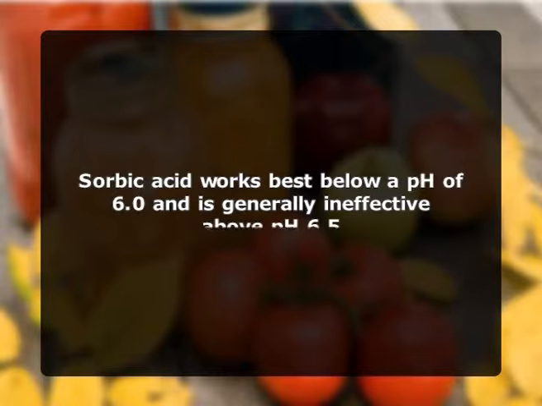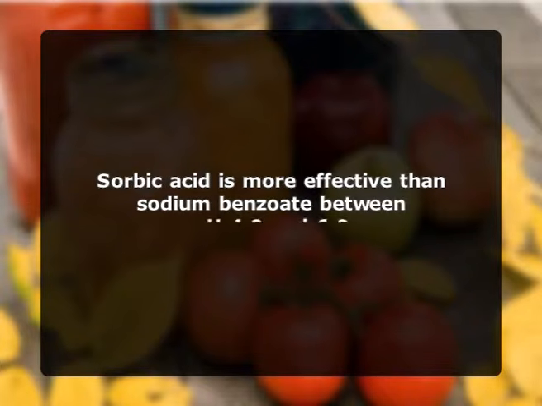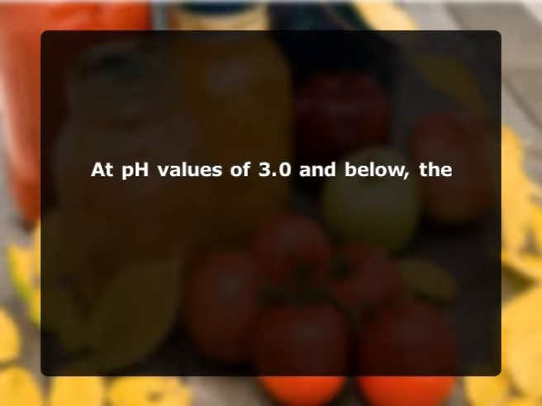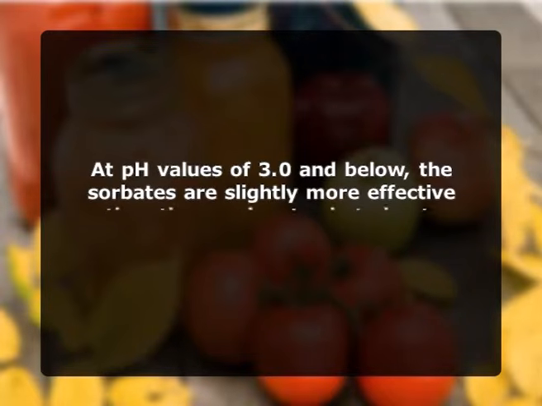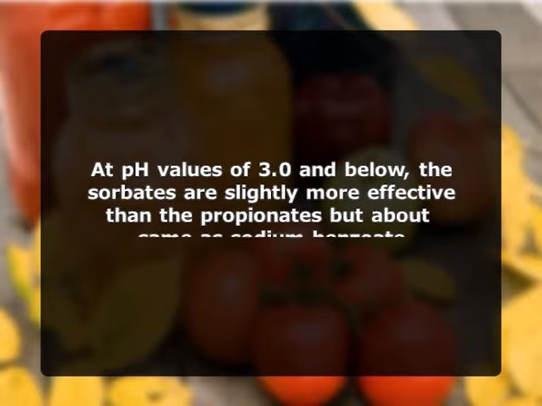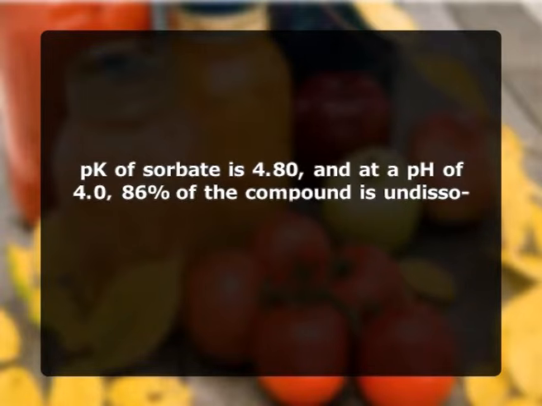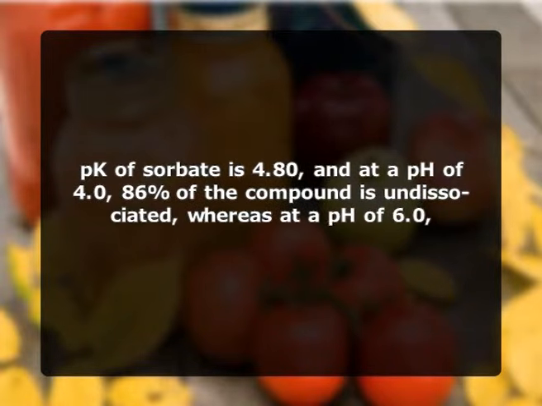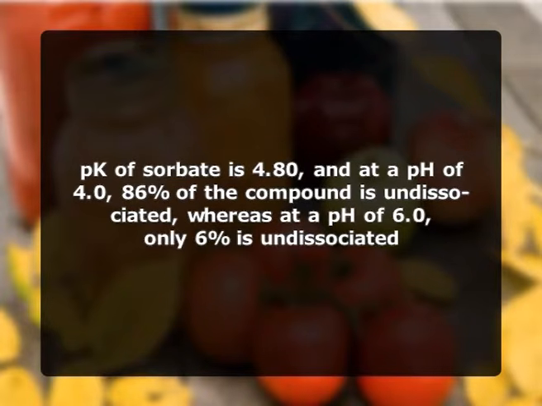Sorbic acid works best below a pH of 6.0 and is generally ineffective above pH 6.5. These compounds are more effective than sodium benzoate between pH 4 and 6. At pH values of 3 and below, the sorbates are slightly more effective than the propionates but about the same as sodium benzoate. The pK of sorbate is 4.8, and at a pH of 4.0, 86% of the compound is undissociated, whereas at a pH of 6, only 6% is undissociated.